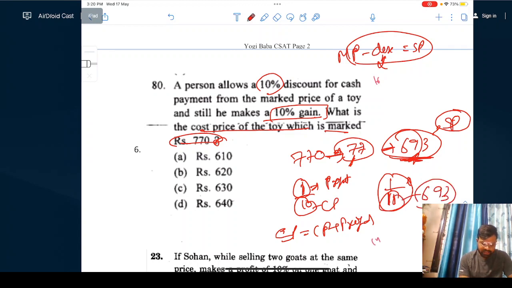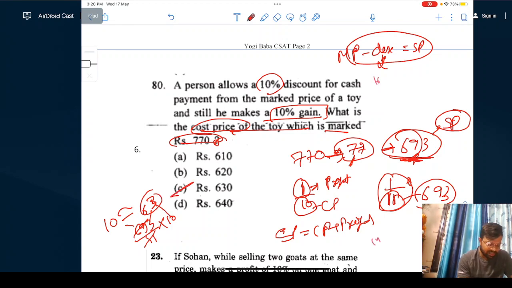Now you want to find CP, so you have to find what this 10 units represent. So this will become 693 divided by 11 into 10. Now what is 693 divided by 11? When you have to divide by 11, take the first digit and the last digit, which gives 63. 63 into 10, 630. This is just a technique to divide by 11. You can verify it.